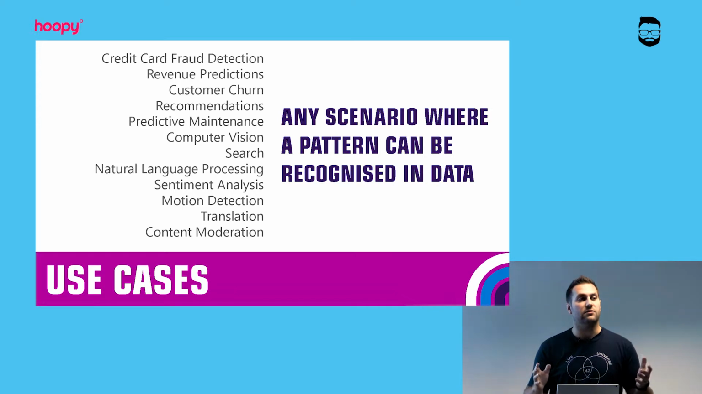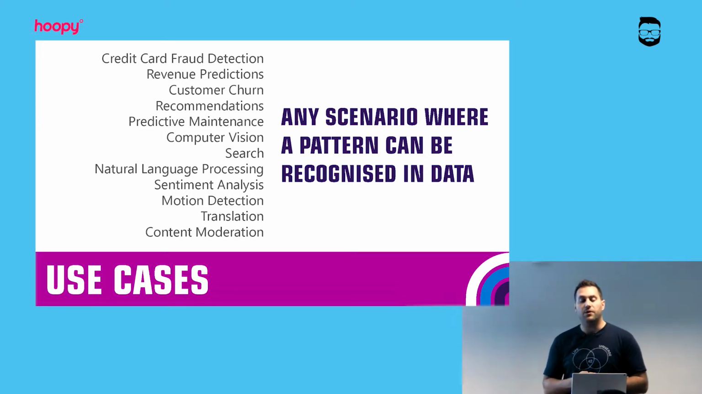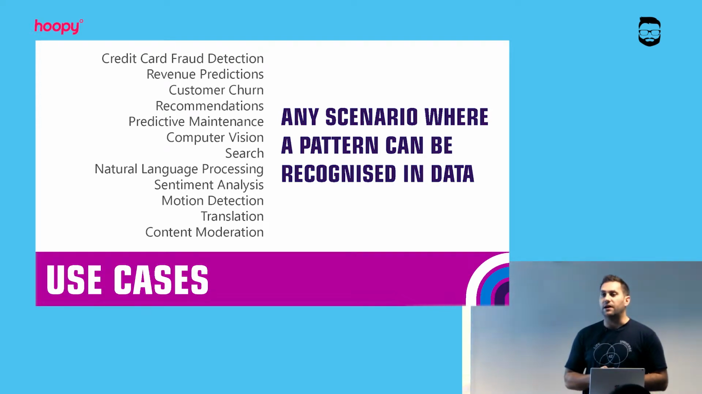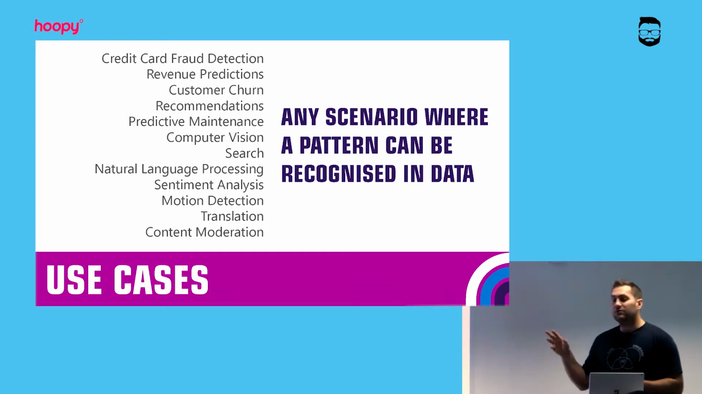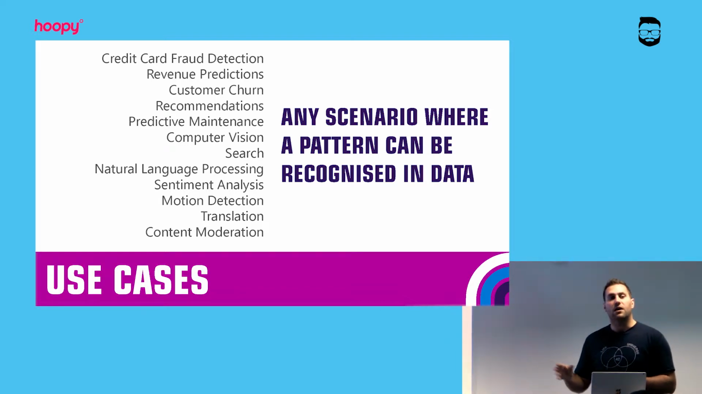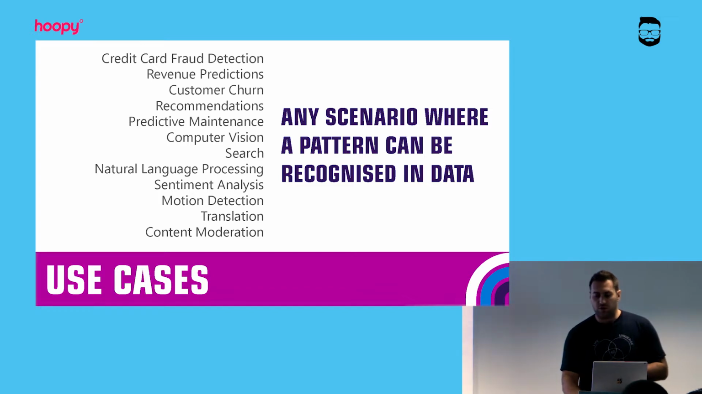In fact, it's any scenario where a pattern can be recognized in data. So if you've got a data set, it doesn't have to be huge, it can be a couple of hundred rows potentially. You can recognize some patterns in that data and expose some insight. So data is really the key thing for machine learning. You can't do machine learning without data. And the more data you've got and the better quality it is, the better your machine learning insights are going to be. So let's just work through a little example here around credit card fraud.